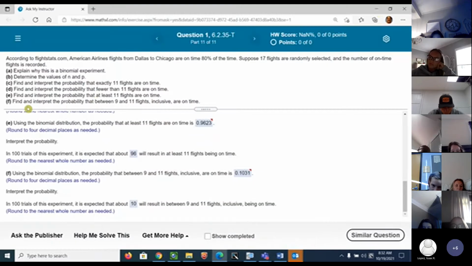Now, the rest of them are okay. F, they shouldn't use between. If they're going to include 9 and 11, they should say 9 to 11 flights.